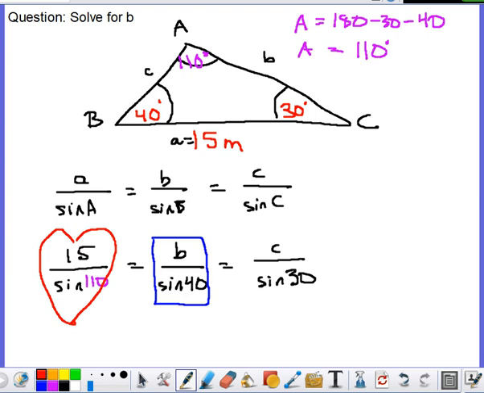So again, whenever you have 2 angles in any triangle, solve for that third one because it can actually be super, super useful at some point.